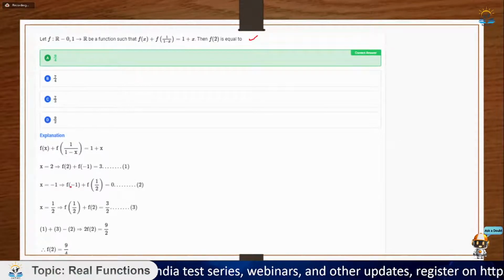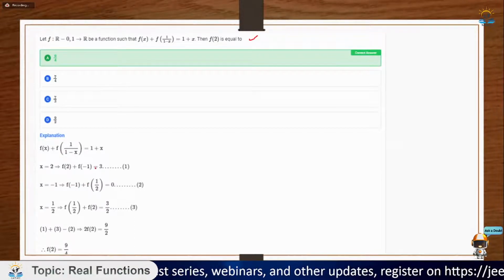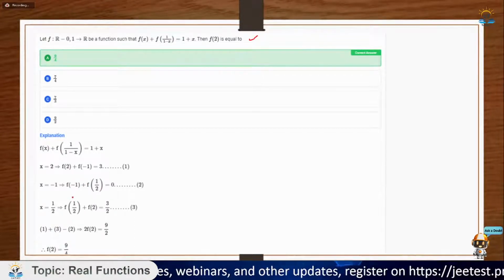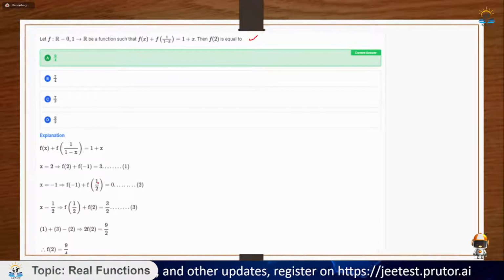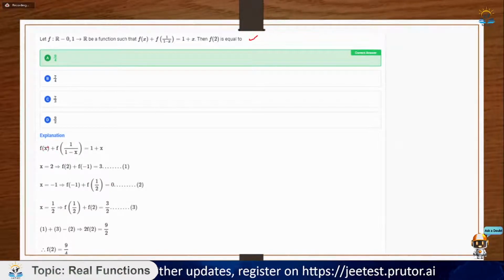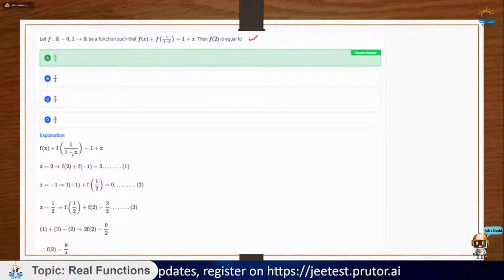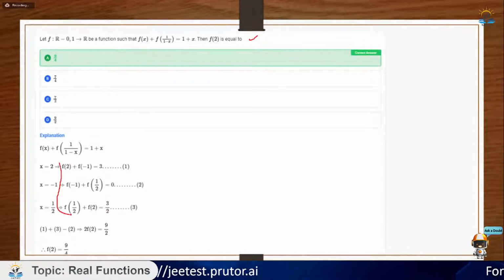...which is f of half. So now you will get f of minus 1 plus f of half equal to 1 minus 1, equal to 0. So you are getting this thing. Now you are getting f of half, so now put half here. So you will get f of half plus f of 1 upon half, that is f of 2. So you will get f of half plus f of 2 equal to 3 by 2. Okay. So you have got three equations.